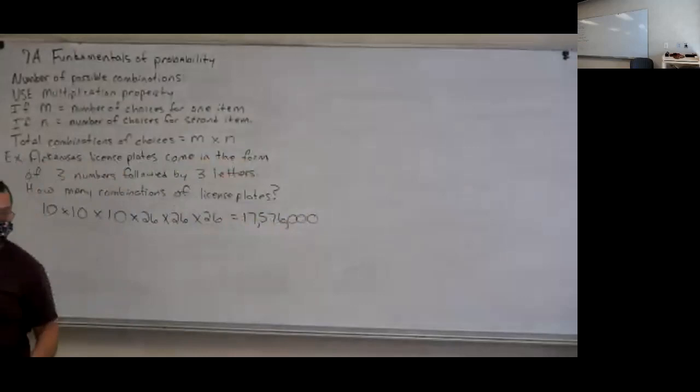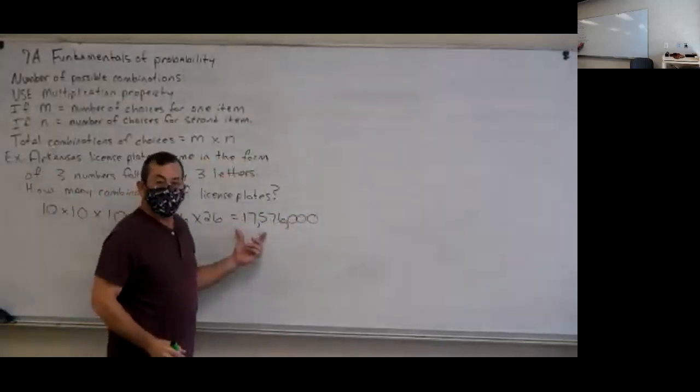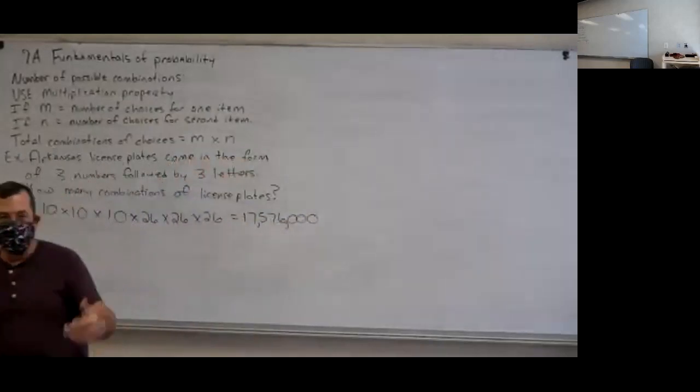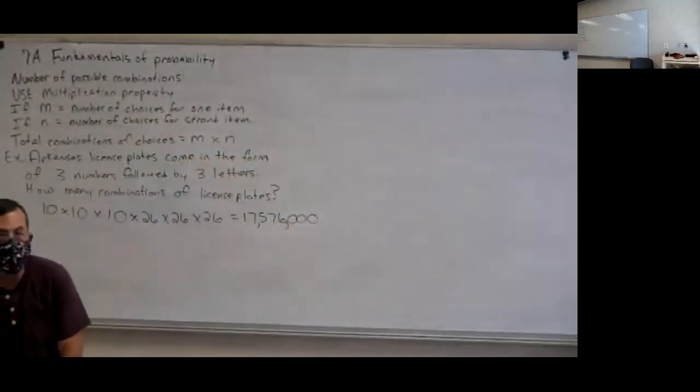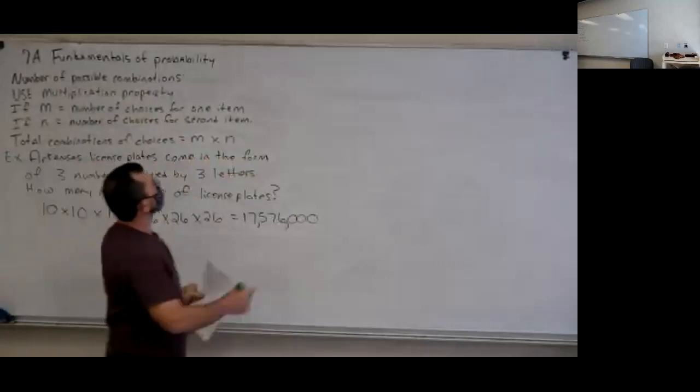So using that format, Arkansas has a possible 17 million license plate combinations, which will definitely take care of our state with 3 million people in it. Even if they all had 5 cars each, we have enough license plates for them all, okay? So that's what you do. You find how many choices you have for each, and then multiply them all together.